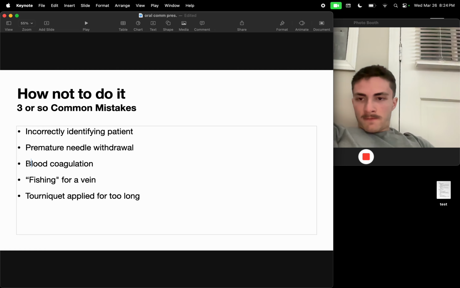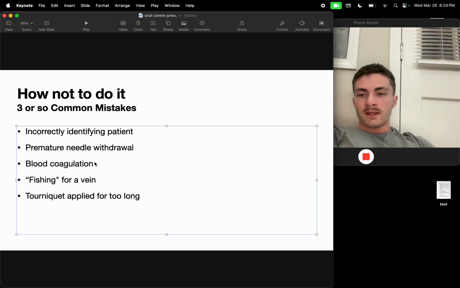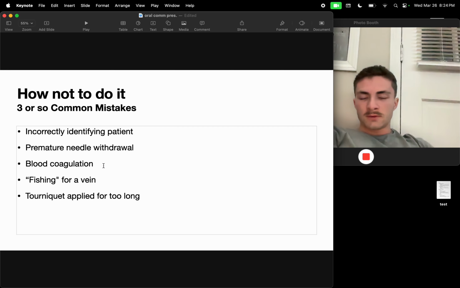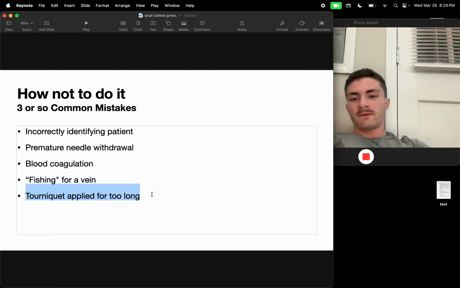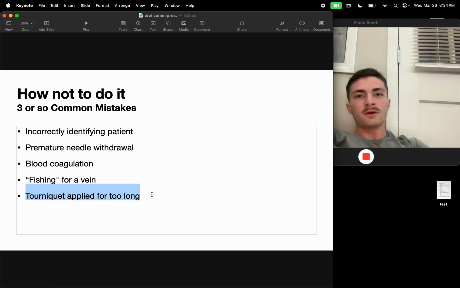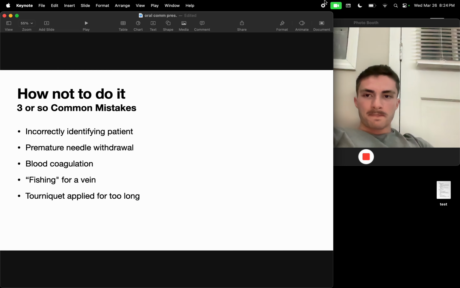Blood coagulation. This is just a fancy word for saying the blood clots in the tubes at some point after having drawn it. This can result for a variety of reasons. And then last but not least, again, you're only supposed to have the tourniquet applied for 1 minute max. And so if you have it longer than that, then you're not supposed to do that. So don't do that. And that's it.